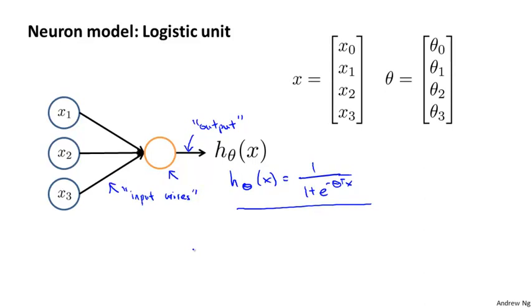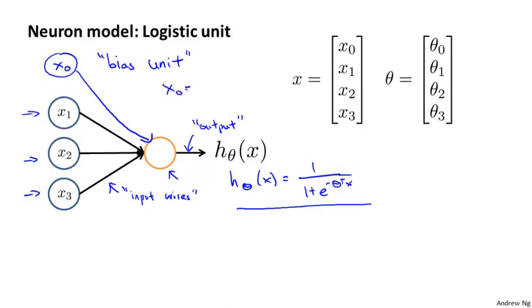When I draw a neural network, usually I draw only the input nodes x1, x2, x3. Sometimes when it's useful to do so, I draw an extra node for x0. This x0 node is sometimes called the bias unit, or the bias neuron. But because x0 is always equal to 1, sometimes I draw it and sometimes I won't, just depending on whatever is more notationally convenient for that example.